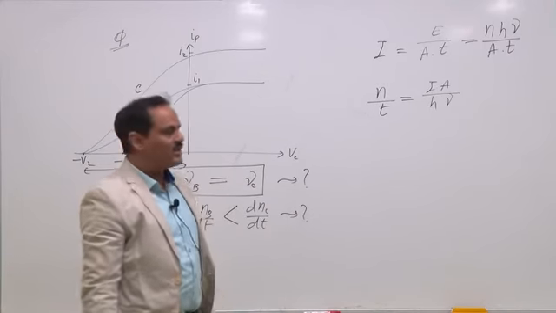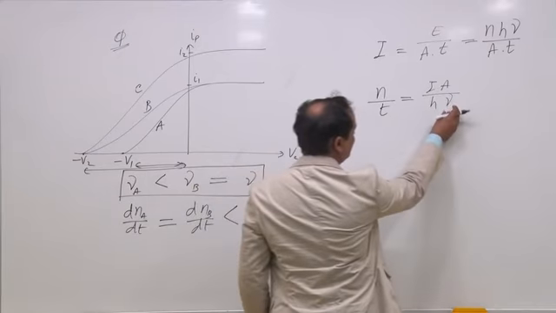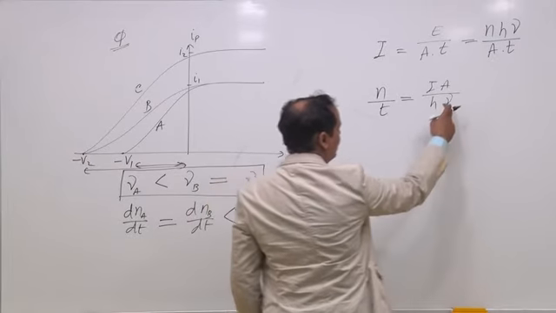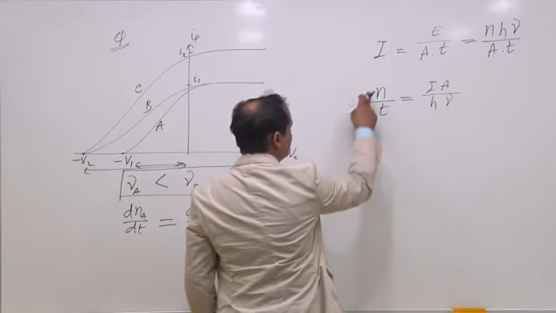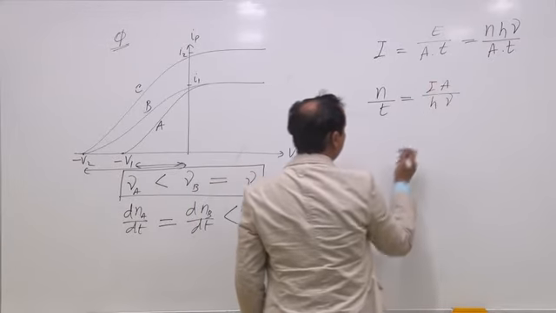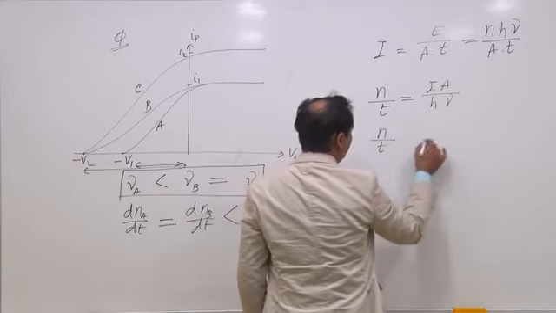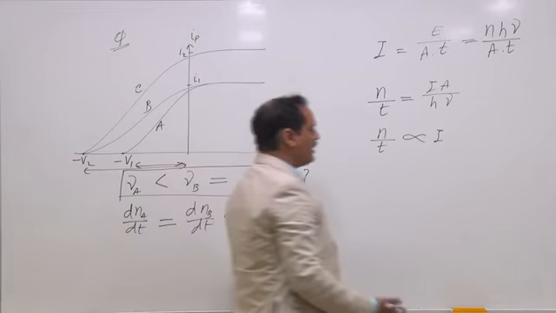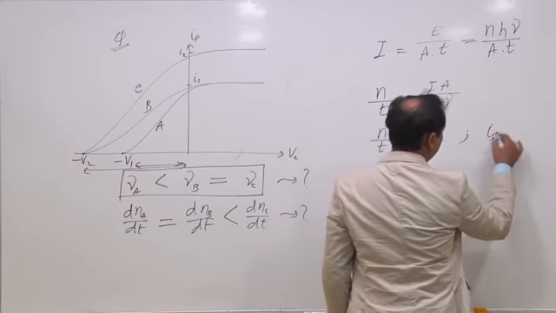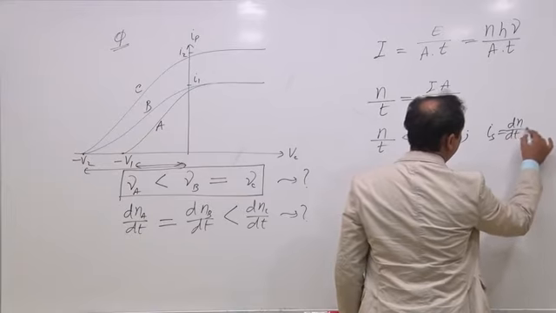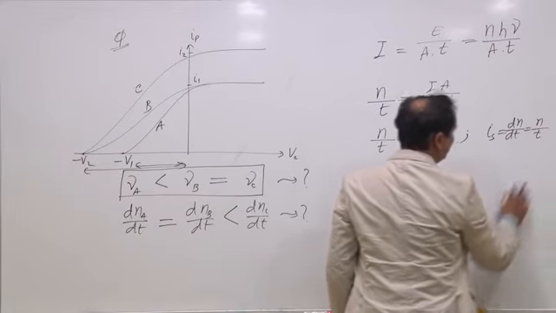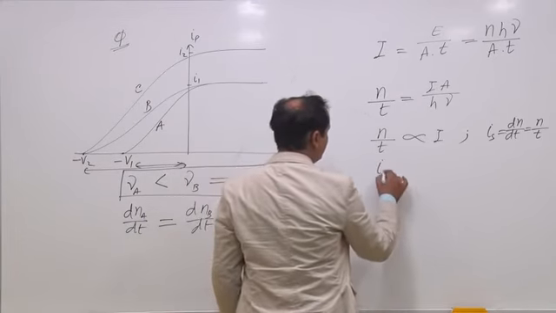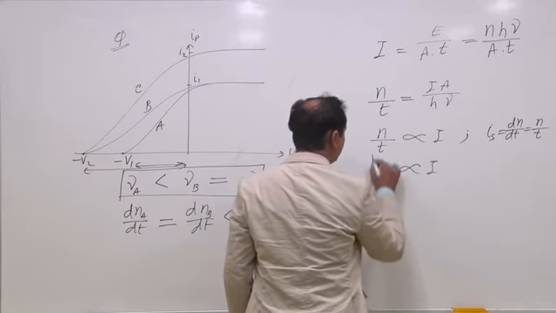Generally when we talk about intensity, we consider the frequency to be constant. So for a particular plate, the surface area is constant, the Planck constant is already there. If the frequency is also constant, the rate of incidence of photons is proportional to the intensity of light. So n by t is proportional to intensity. Previously we have seen that the saturation current is dN by dt, that is nothing but n by t, the rate of incidence of photons. So from here we can also write that saturation current is proportional to intensity of light.